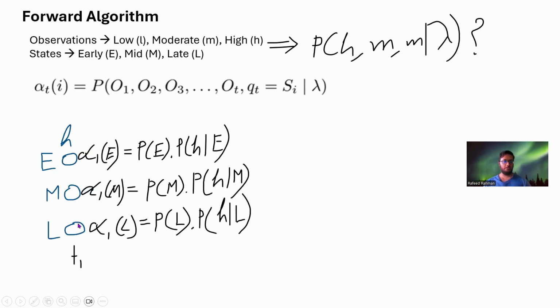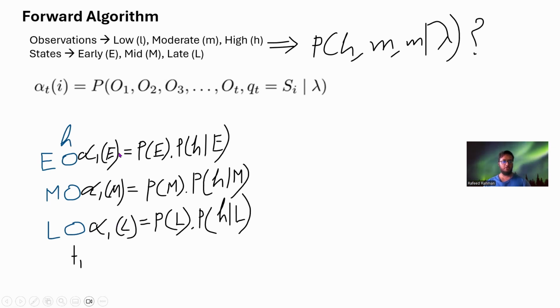So first of all, let's start with time step t1, the first time step. You can see the different hidden states E, M, L. E is early stage, M is mid stage, and L is late stage cancer. And H, as I mentioned here, is the first observation. So first of all, we have to get alpha 1, that means alpha for time step 1 for the different states.